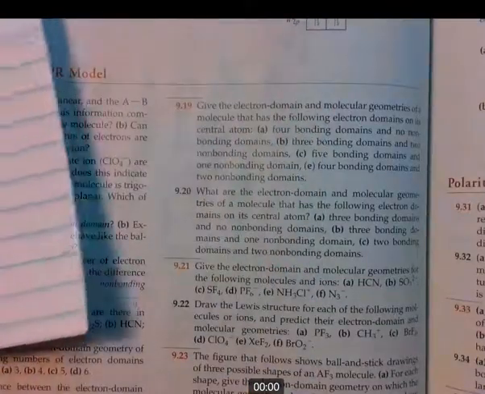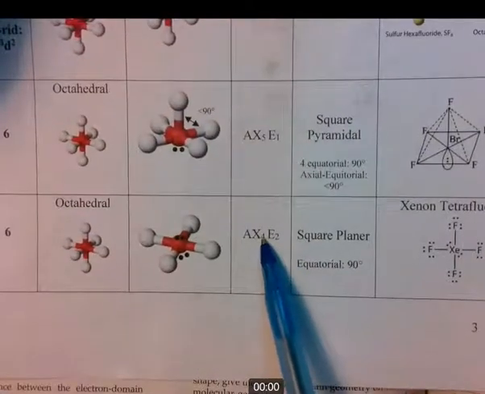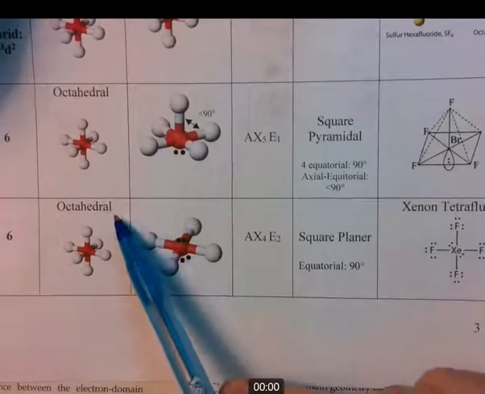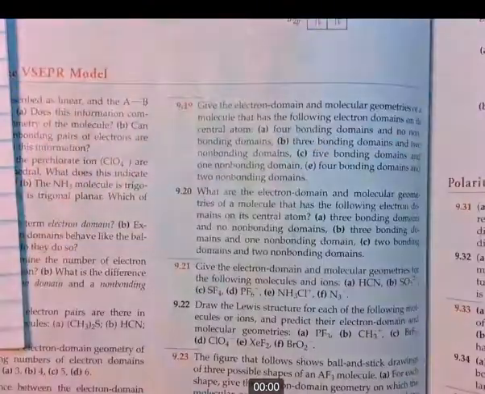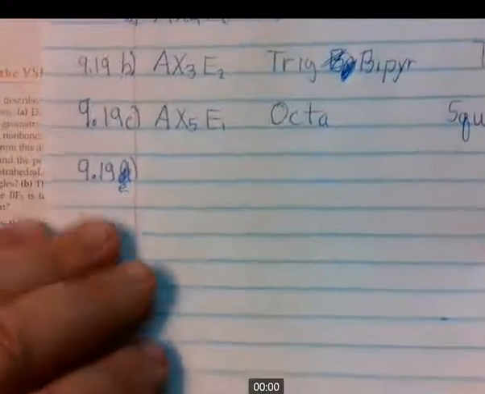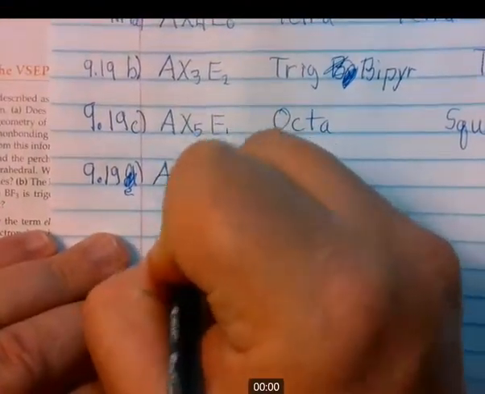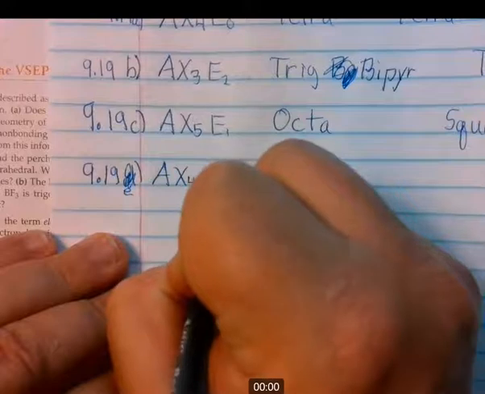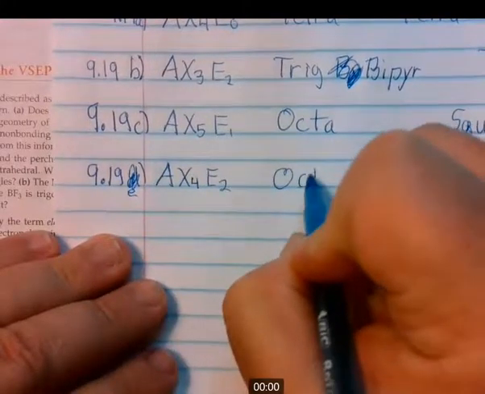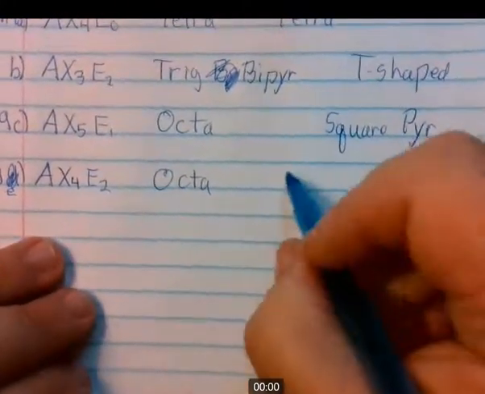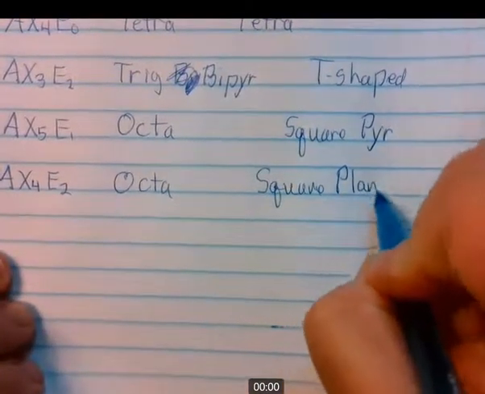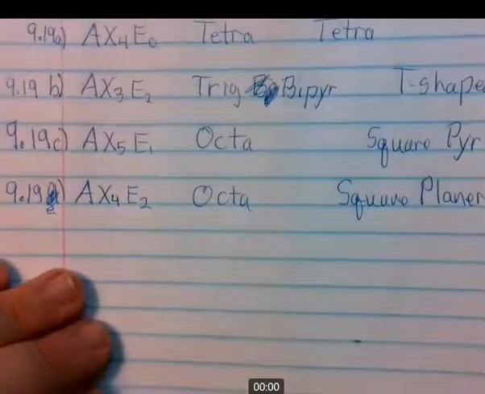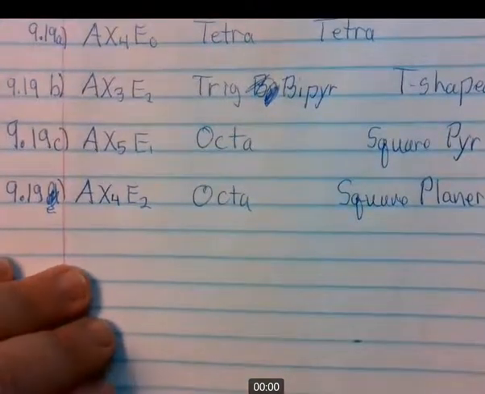Okay, so it says 4 bonding and 2 non-bonding. So you come down here to the very end. There's an AX4 bonding and 2 non-bonding, so it's an octahedral family, and it's a square planar molecular geometry. And there it is right there. Okay, so that takes care of 919.